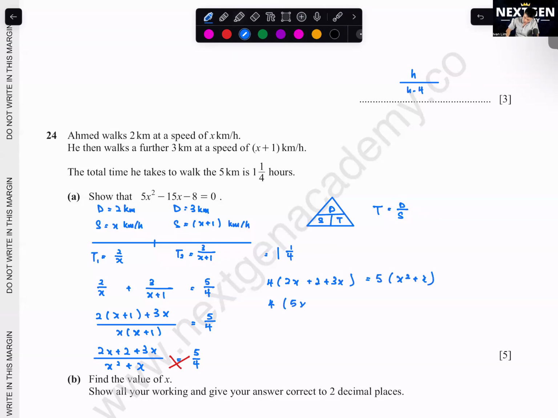4 times (5x plus 2) equals 5x squared plus 5x. 20x plus 8 equals 5x squared plus 5x. Okay, we shift everything to the right hand side. 5x squared minus 15x minus 8 equals 0. Okay, sure.